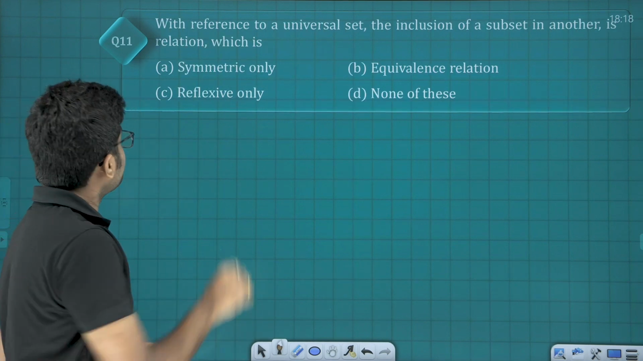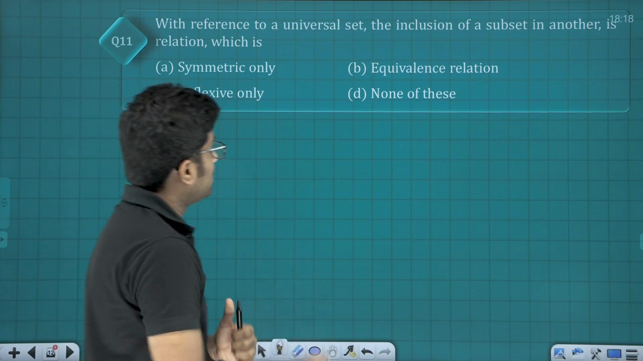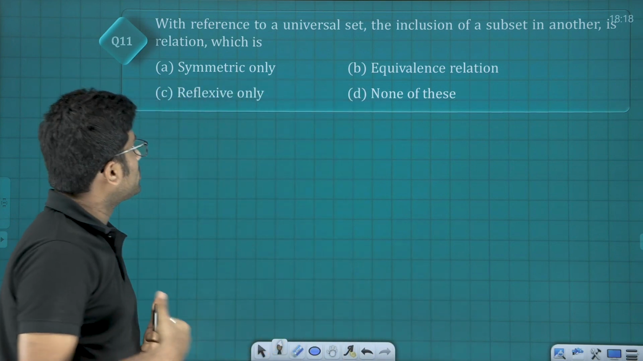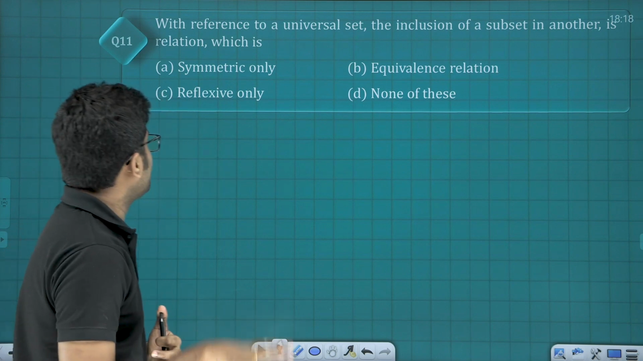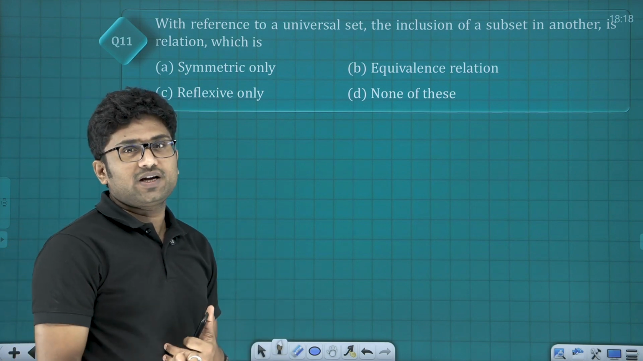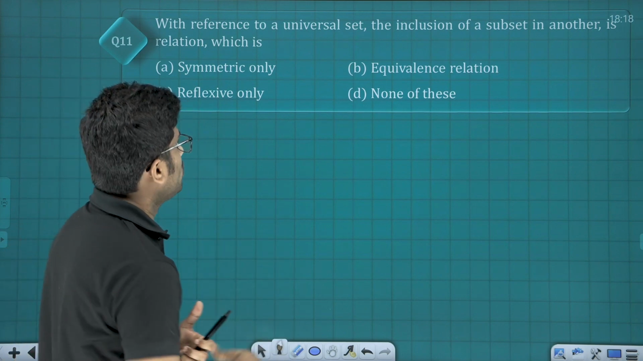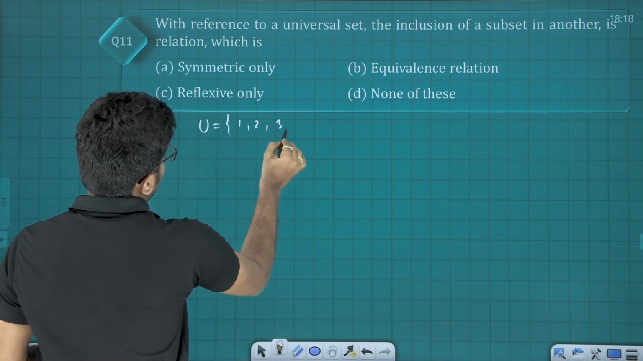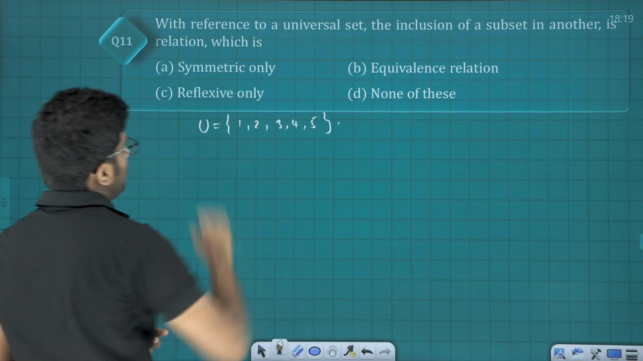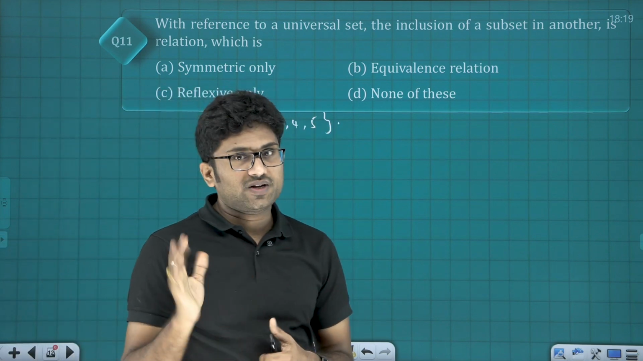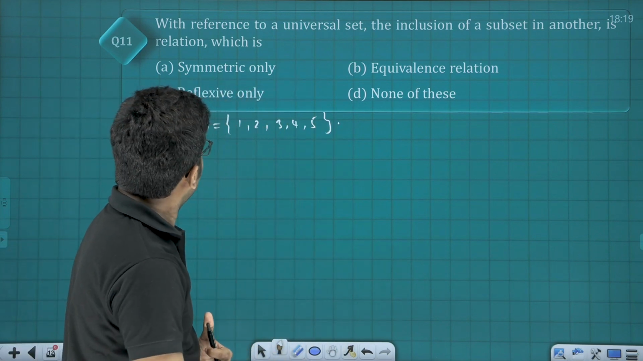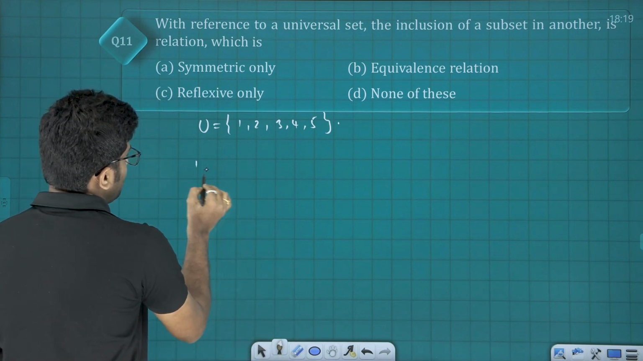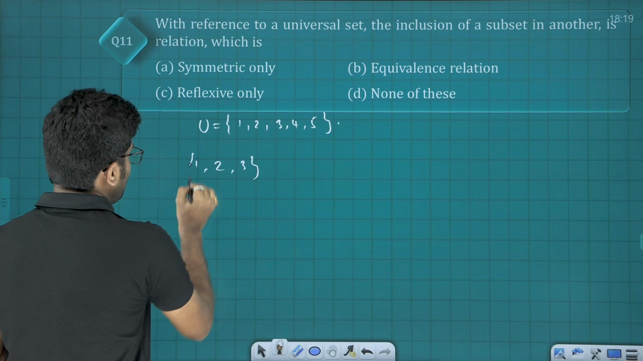Next question. With reference to a universal set, the inclusion of a subset in another is a relation which is symmetric, or equivalence, or reflexive. The words might be confusing, but the thing is simple. Universal set. Let's take some universal set of 1, 2, 3, 4, 5. There will be subsets for this. Now, let's take one subset, friends. Let us take one subset. {1, 2, 3} is a subset of this.